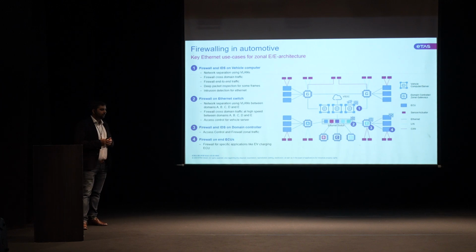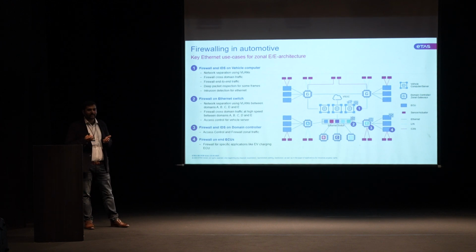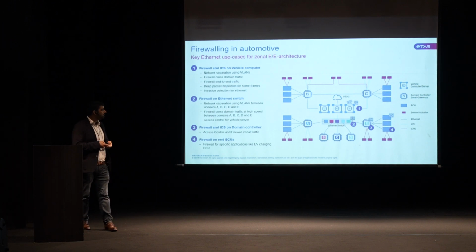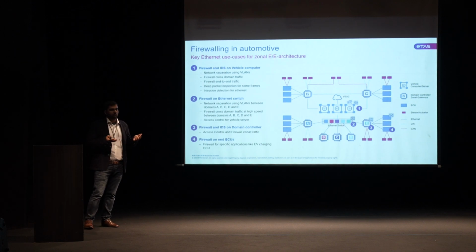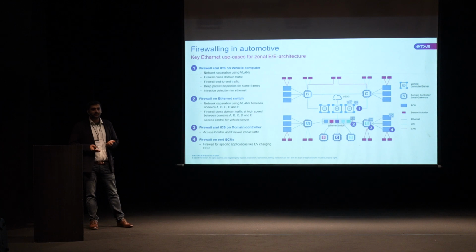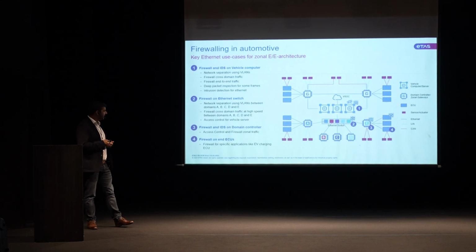So, coming to the zonal EE architecture, this is just one example of many different possibilities. If we talk about the use cases here, we can see that there are firewall and IDS use cases on the central vehicle computer, at the compute unit. If you go down towards Ethernet switches, you can have requirements on firewall and IDS there as well. The switches here are not as powerful as data center switches, which are power hungry and have a lot of capability, but still you can do a lot more there.